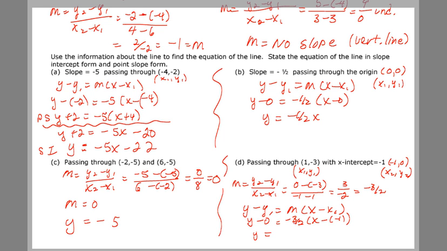y equal to -3/2 times x plus 1, just simplifying that double negative, gives me a final equation of y equal -3/2 x minus 3/2. And that would be the equation of the line. And that's the slope-intercept form, and actually point-slope form ends up looking like that as well.